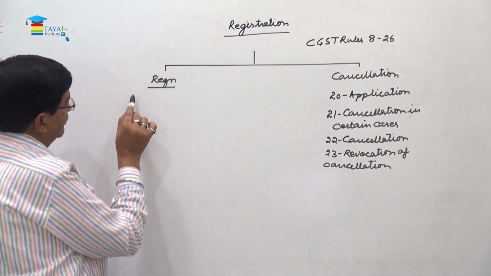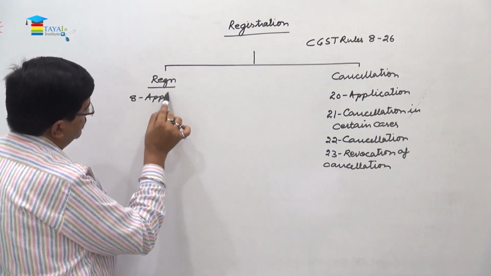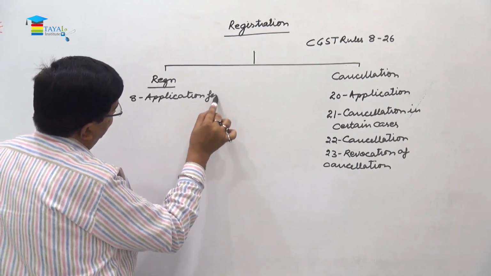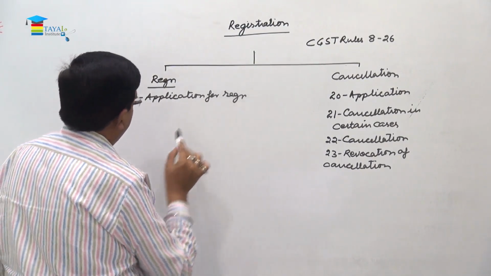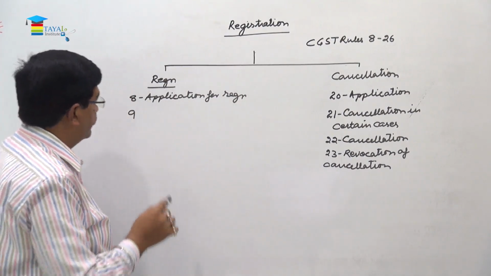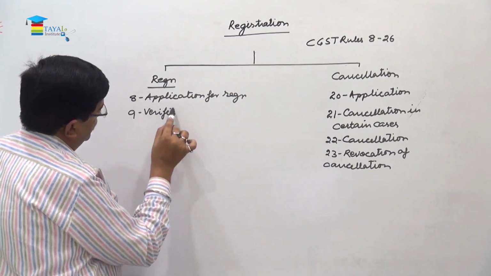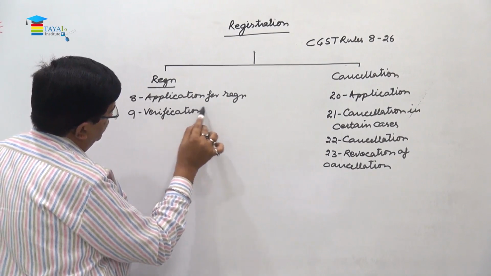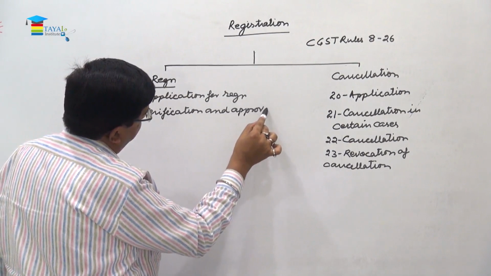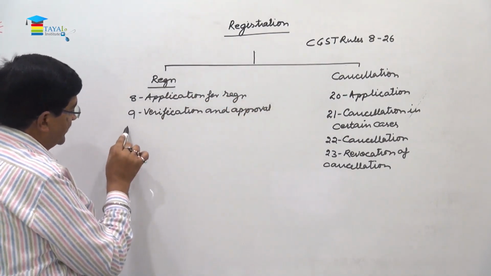Now in this we have rule number 8, which is talking about application for registration. Then rule number 9, that is referring to verification and approval. Rule number 10, that refers to issue of registration certificate.